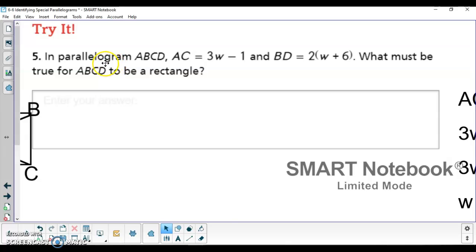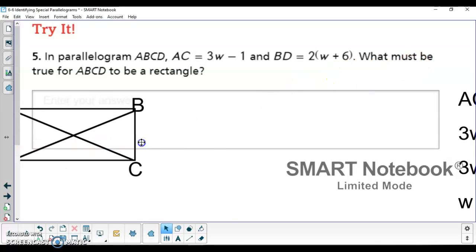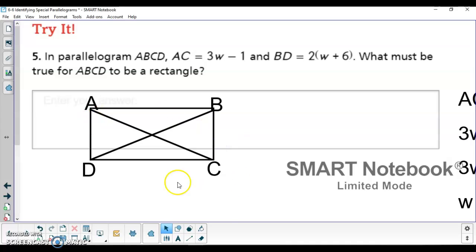Okay, here's a different question. We have a parallelogram ABCD. We don't have a picture, so we've got to draw it. Here's the picture. I already drew it for you. So what we need to figure out is what AC is. AC is a diagonal, and BD is another diagonal. For this to be a rectangle, what must be true?